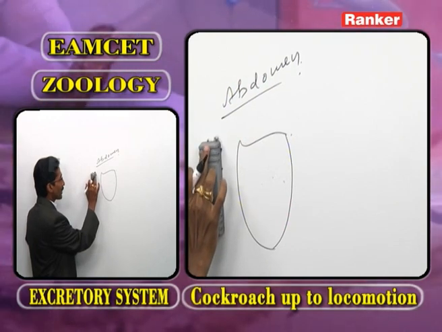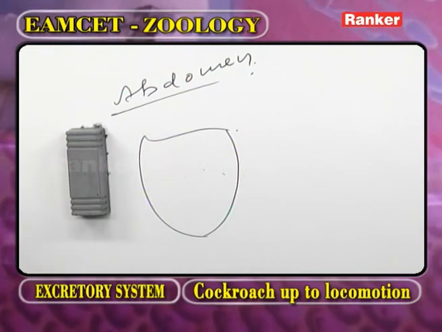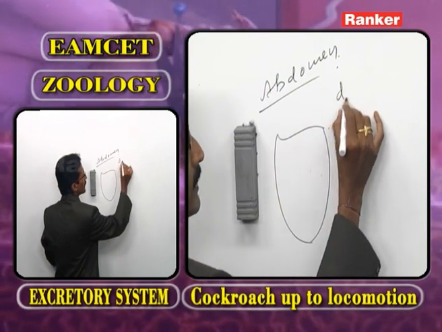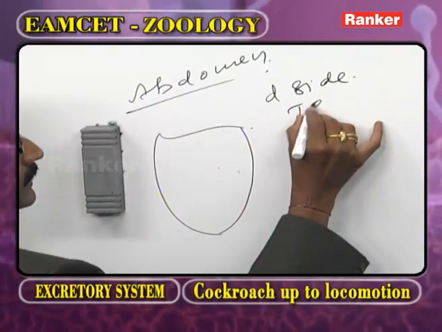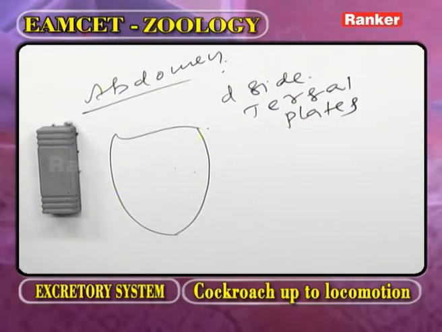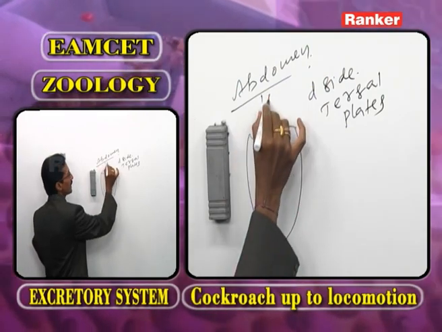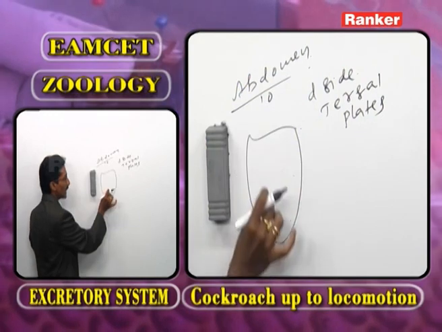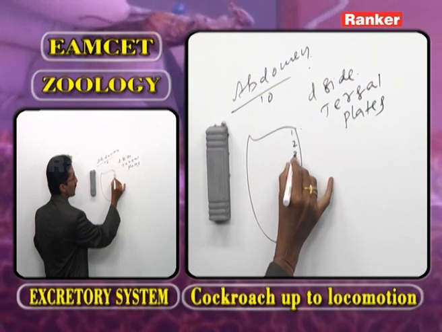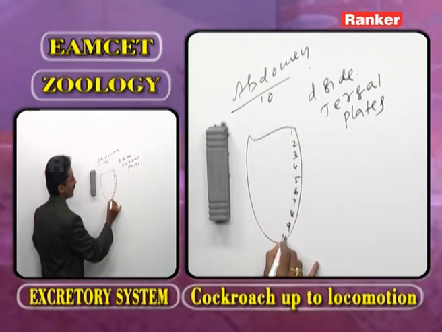As we observe the abdomen, this is the dorsal side and this is the ventral side. On the dorsal side, what type of plates are present? The tergal plates are present. Now, how many segments are in the abdomen? In the adult stage, 10 segments. The 10 segments are covered by 10 tergal plates. 1, 2, 3, 4, 5, 6, 7, 8, 9, 10.